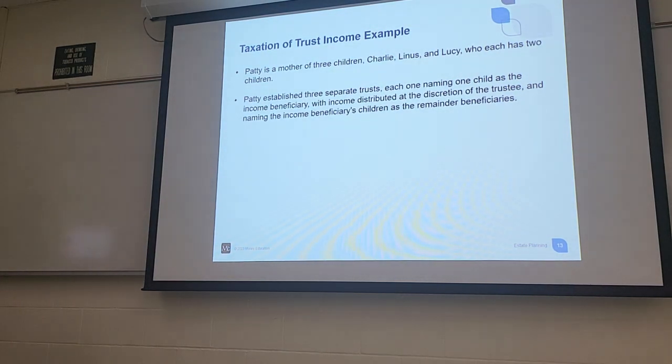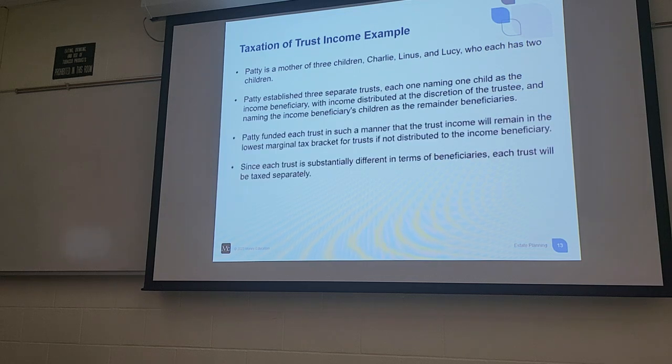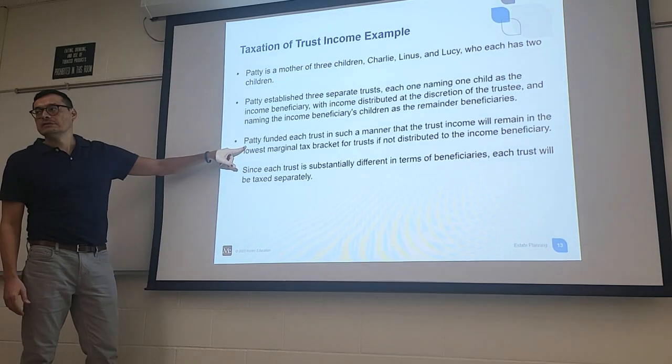The distribution of income is at the discretion of the trustee. So Patty funded each trust in such a manner that the trust income will remain in the lowest marginal tax bracket for trusts, if not distributed to the income beneficiary. So what kind of trust would this be? Simple or complex?